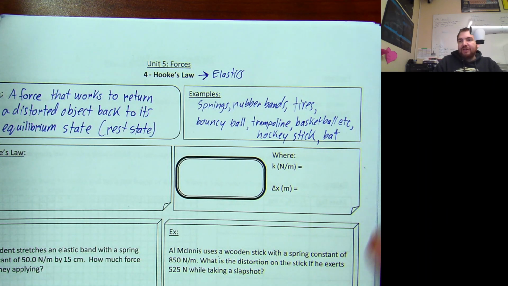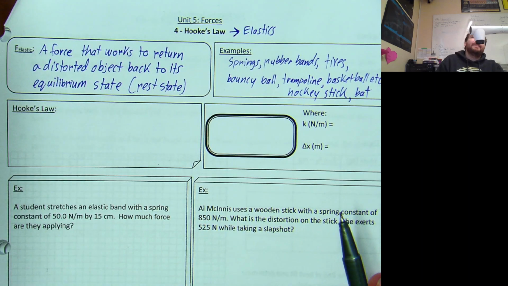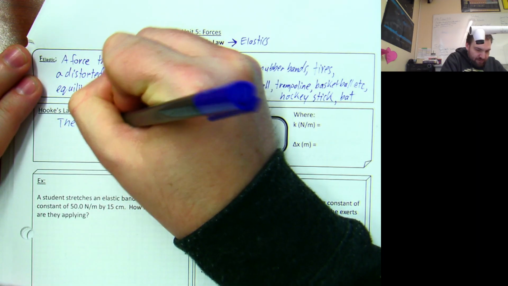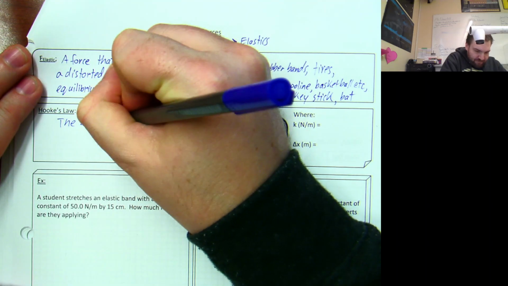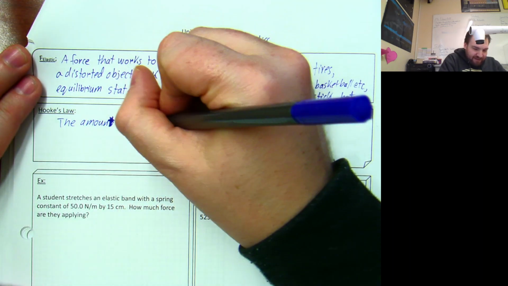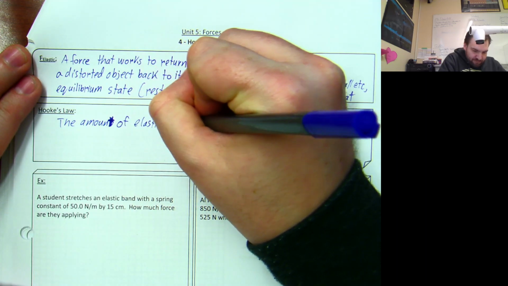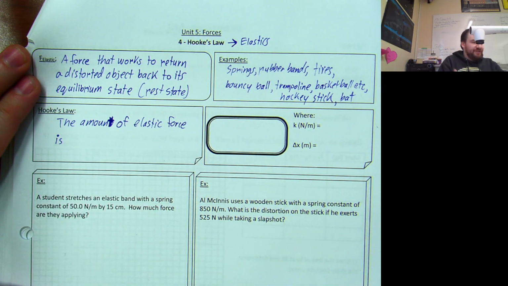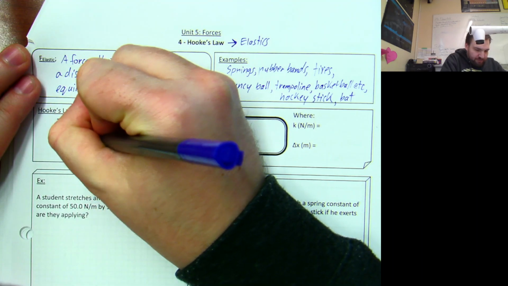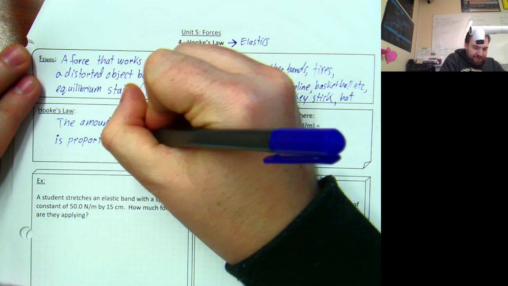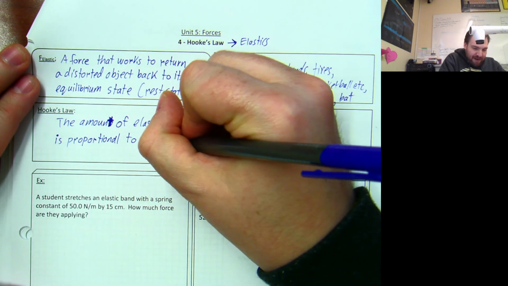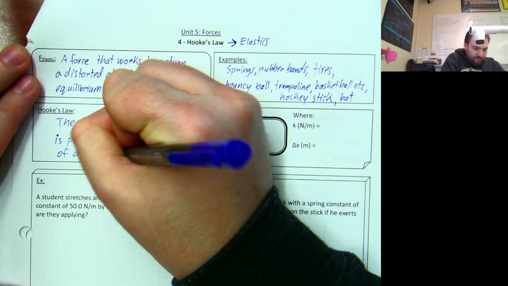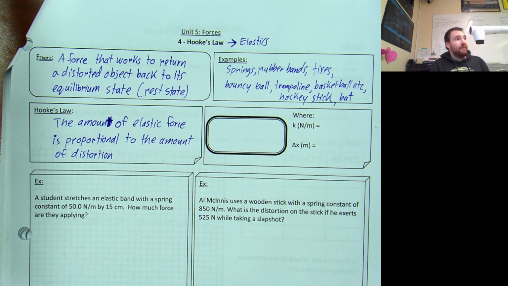So these are some examples. So here's what Hooke's law is. Hooke's law states that the amount of elastic force is, in the language I've said it but we haven't written it, proportional to the amount of distortion. What do you think that means? Connor.